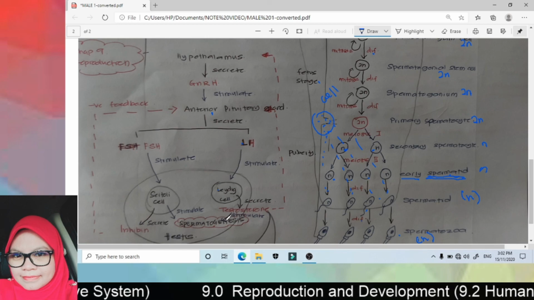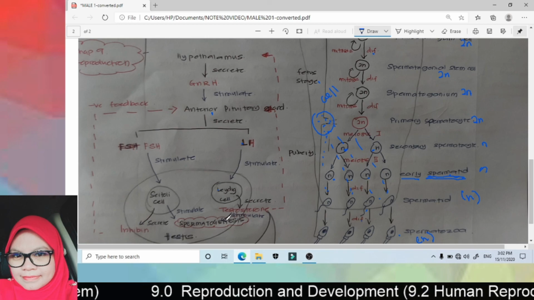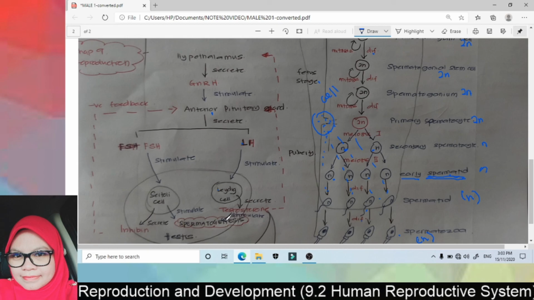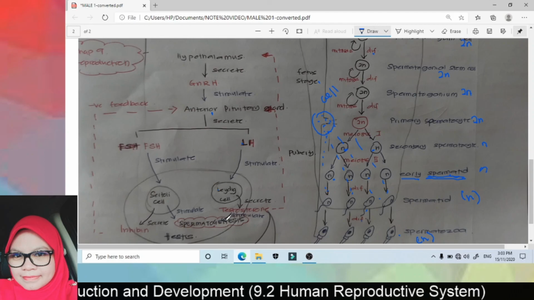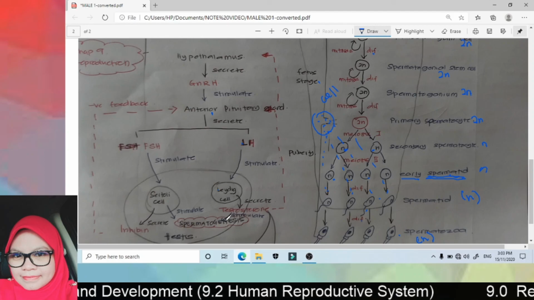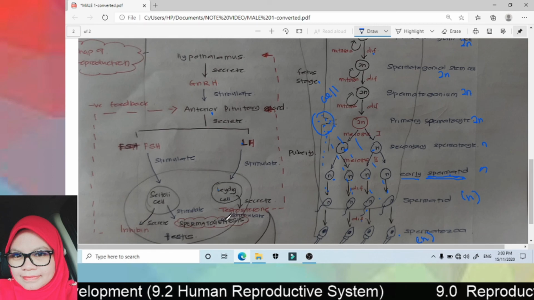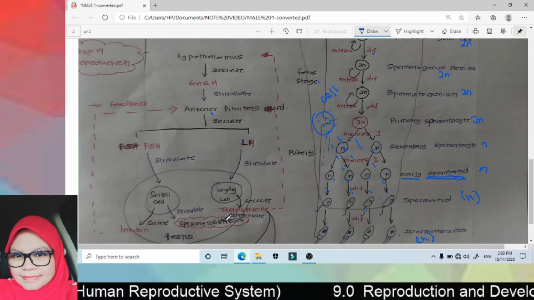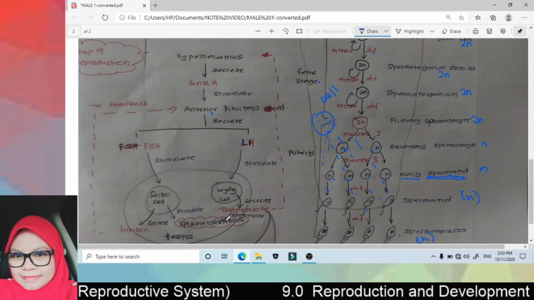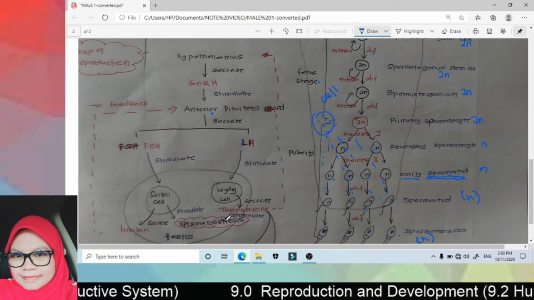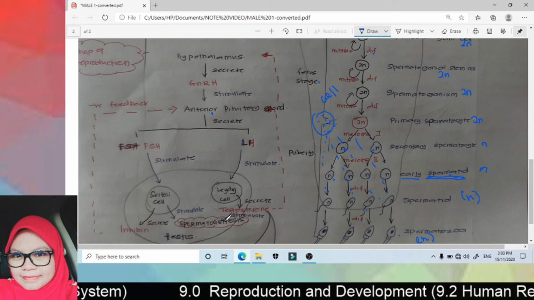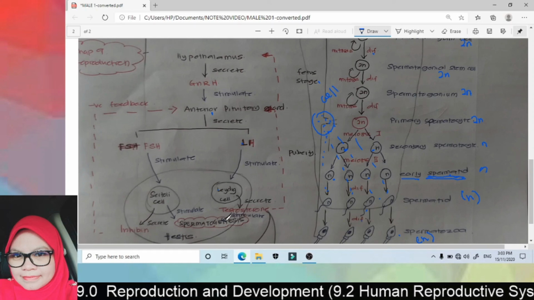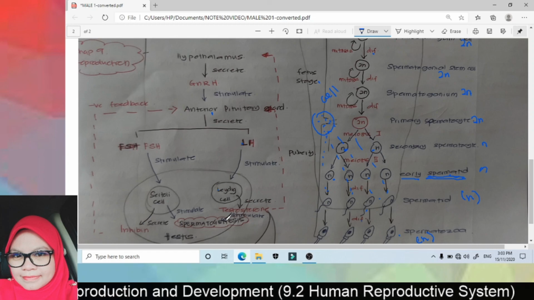Testosterone, the function is play important role in primary male characteristic. Okay. Primary sex characteristic ni adalah development of male reproductive organ. And then also secondary sex characteristic. Secondary sex characteristic ni, for example, development of muscle. And then the hairy in your face, in your body. To compare lelaki dengan perempuan, lelaki lebih berbulu. Because the bulu-bulu, the hairy one, that is from the testosterone.